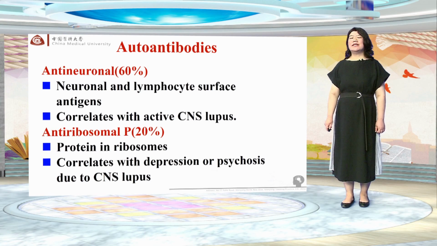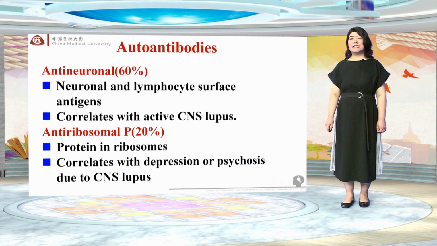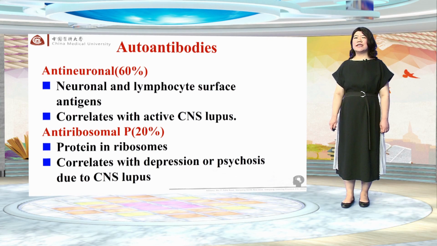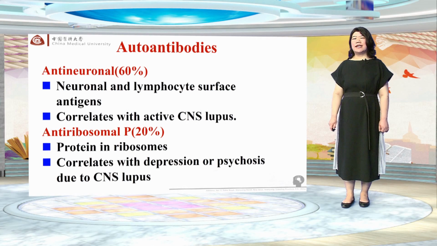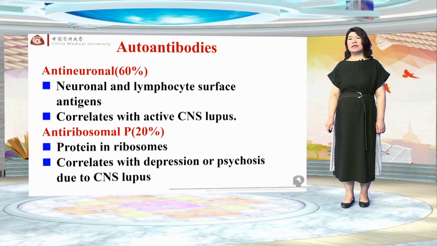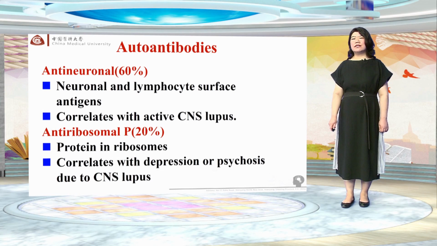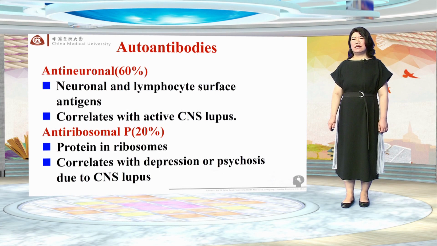Anti-neuronal antibodies: nearly 60% of lupus patients may be anti-neuronal antibody positive. The antigens for this antibody are neuronal and lymphocyte surface antigens. It is correlated with active central nervous system lupus. And for anti-ribosomal P antibody, the antigen is a protein in the ribosomes. It is also correlated with central nervous system lupus, such as depression or psychosis due to central nervous system lupus.